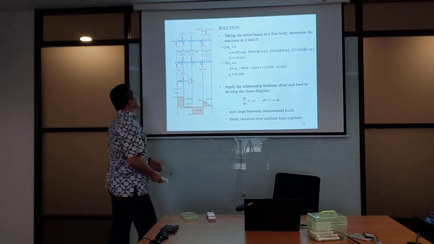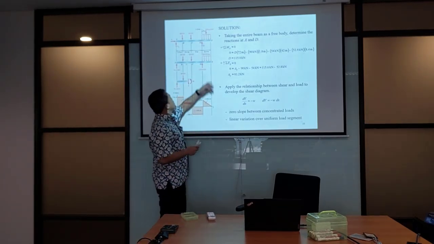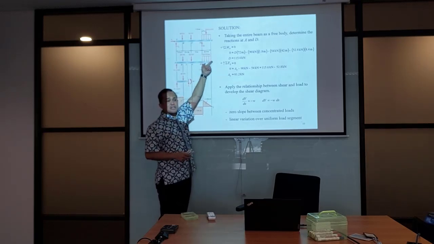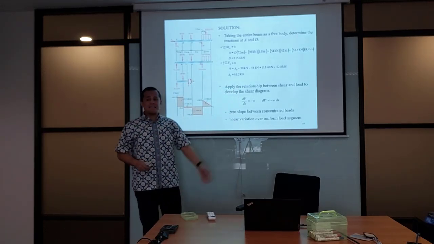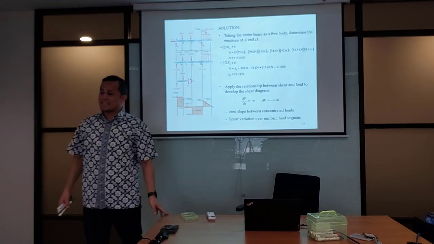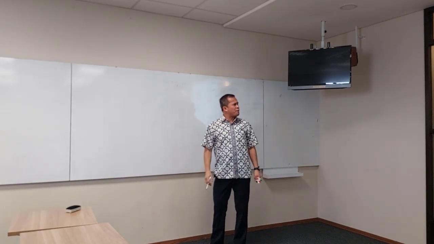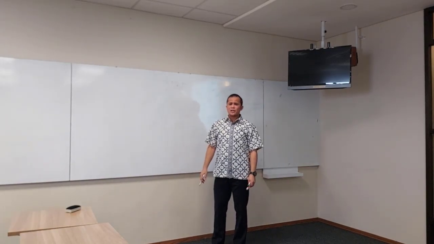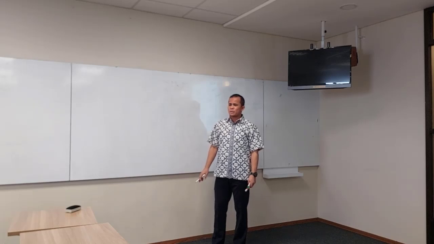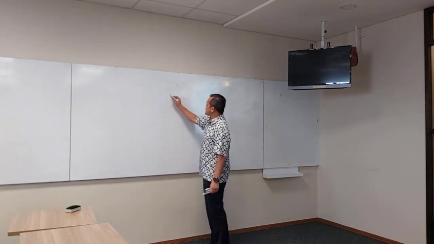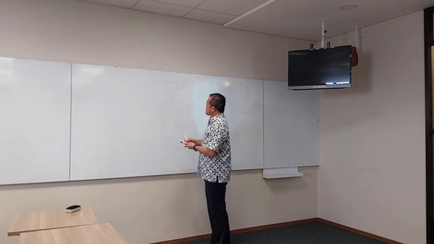Because you are trying to replace this distributed load with a single load, but in reality the single load does not exist. Now you do it from 90 kilonewton. Is 90 kilonewton clockwise or counterclockwise from A? Clockwise, so it's minus. Minus 90 times 1.8. Good.